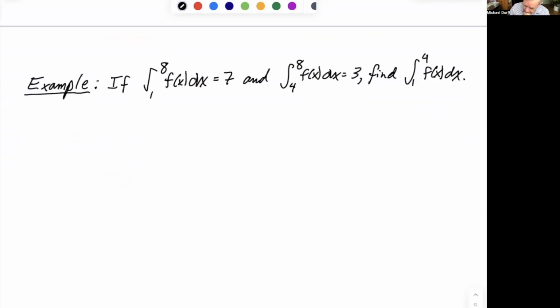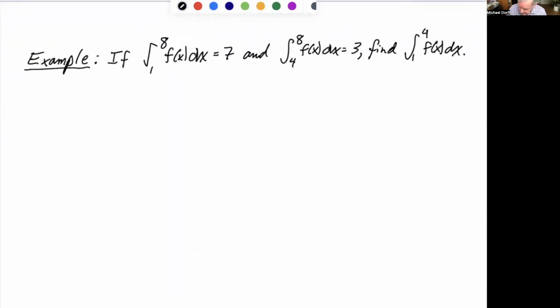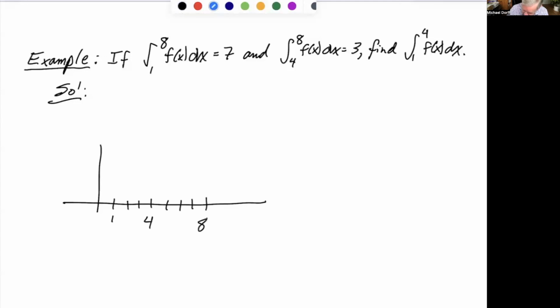Let's do this one. So we've got this situation here. Let's look at a diagram of this. There's 1, 2, 3, 4, 5, 6, 7, 8. I've got my function. It's some function. I don't know what it is. We'll just draw on a random one there.